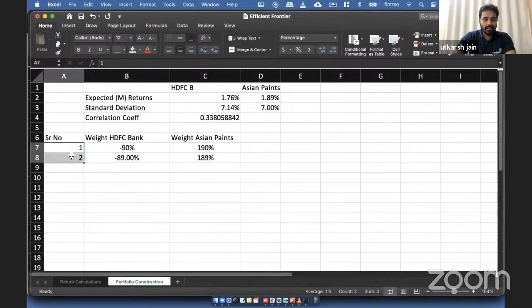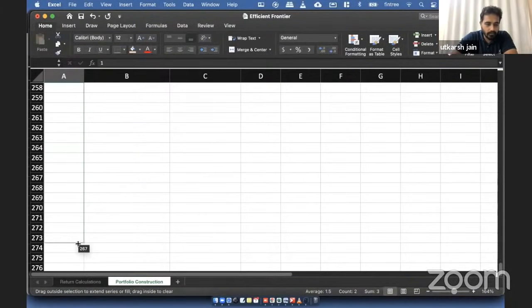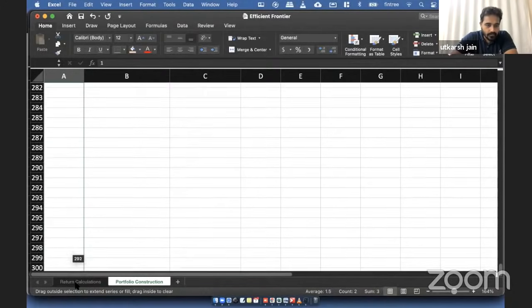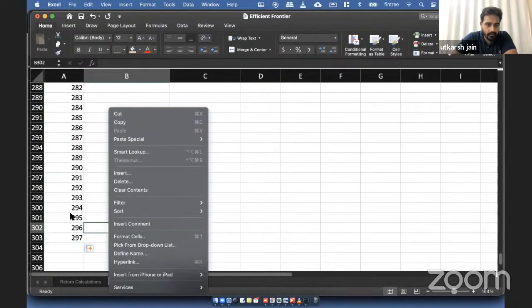Now let's create roughly, I don't know, let's create about 300 portfolios out of it. We could create more, but we'll create roughly about 300 portfolios out of it. So let's drag it down. Okay, maybe a little bit more.